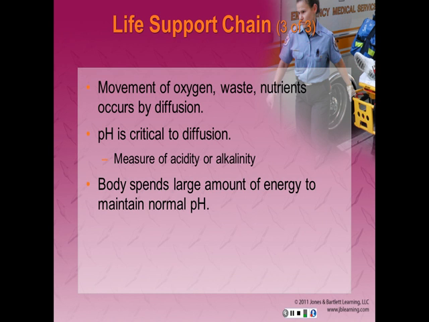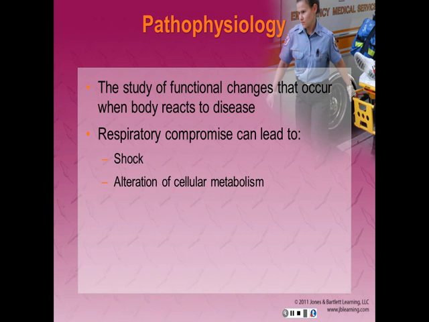Movement of oxygen, waste, and nutrients occurs by diffusion, and pH is critical to diffusion. pH is a measure of acidity or alkalinity, and your body spends a large amount of energy to maintain normal pH.